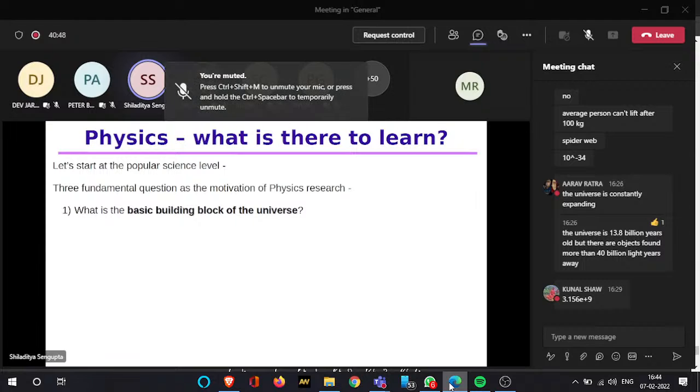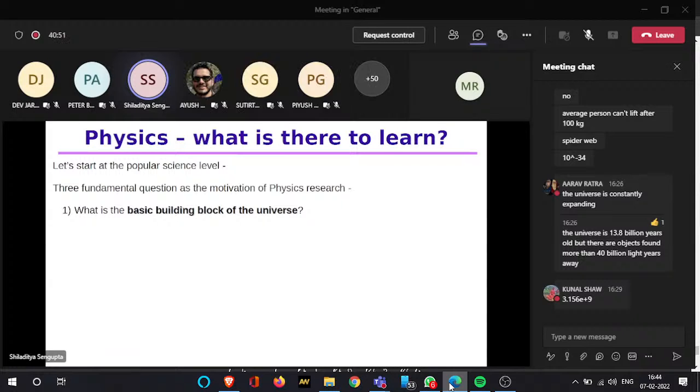from the research point of view, at least in the 20th century, the driving force behind physics research, if you think about the different directions it went, you can summarize it in terms of three basic questions. When I say driving force, I am talking about curiosity driven research, the basic science research, not the application oriented research.